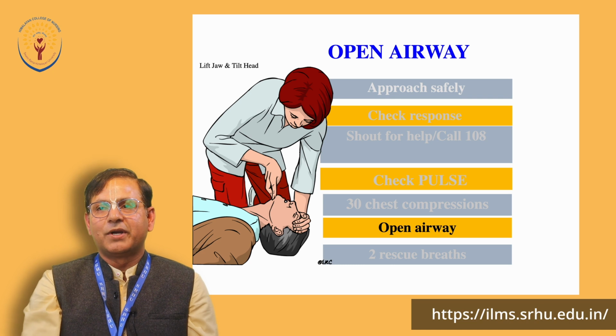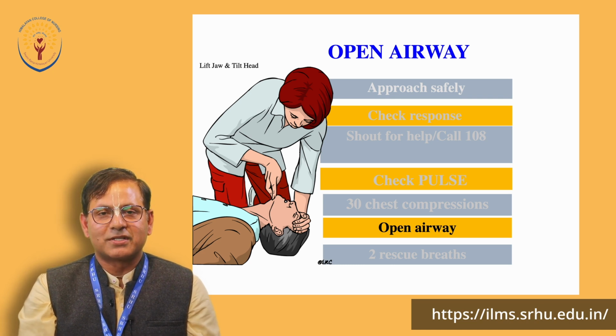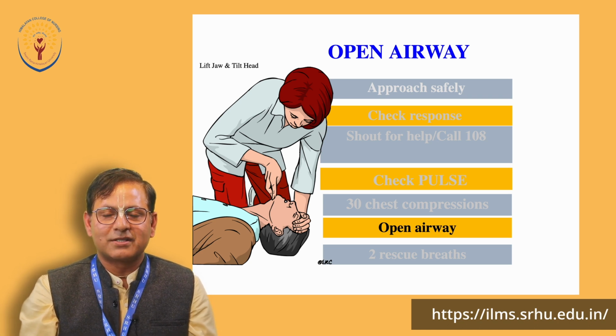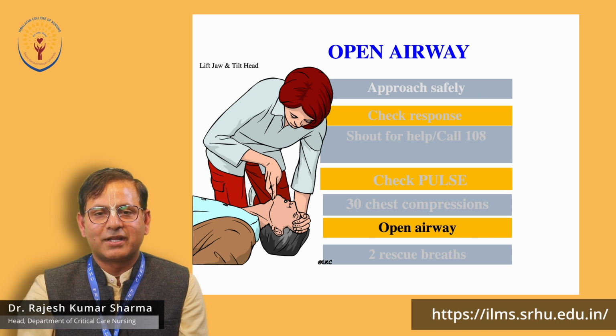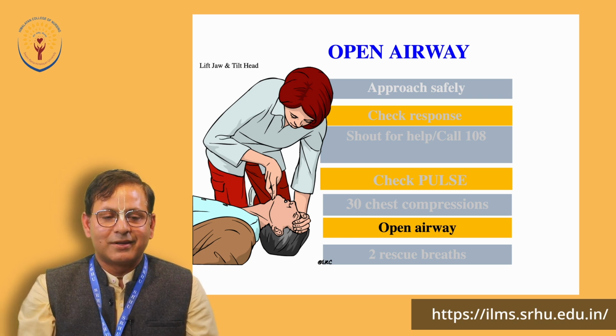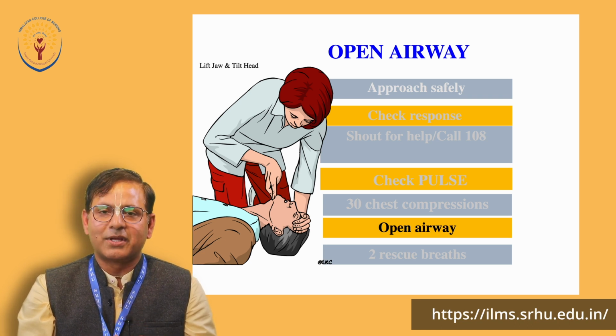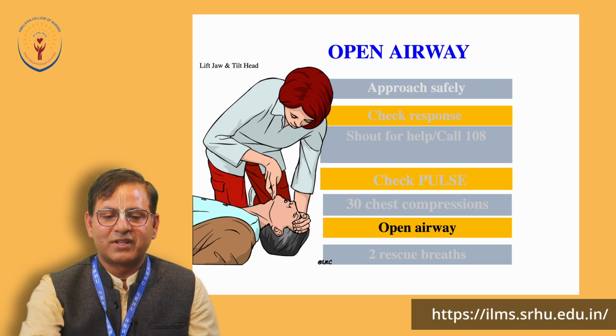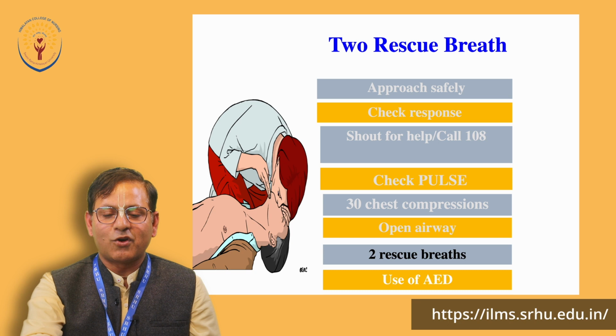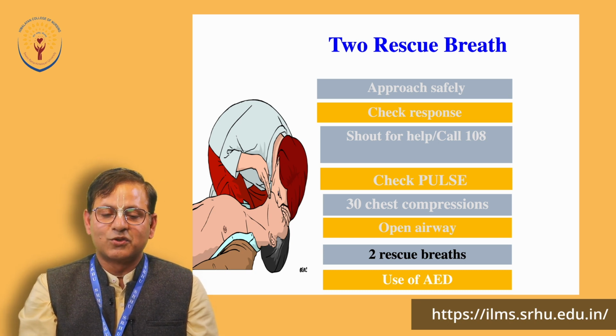Okay, now you have seen in the video how to give the chest compressions. After chest compressions, we have to open the airway, that is CAB, A for airway. We have to lift the jaw and tilt the head, because lifting the jaw will help to clear the airway and maintain the anatomy of the trachea. If we lift the jaw, the tongue will also be lifted, so the tongue will not obstruct the respiratory area. That is the reason we lift the jaw and open the airway, and after opening the airway we give 2 rescue breaths to the client.